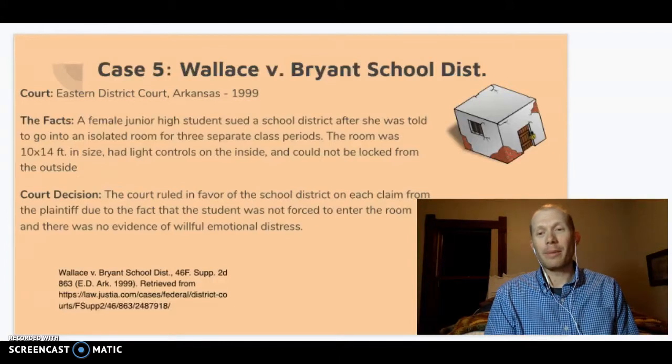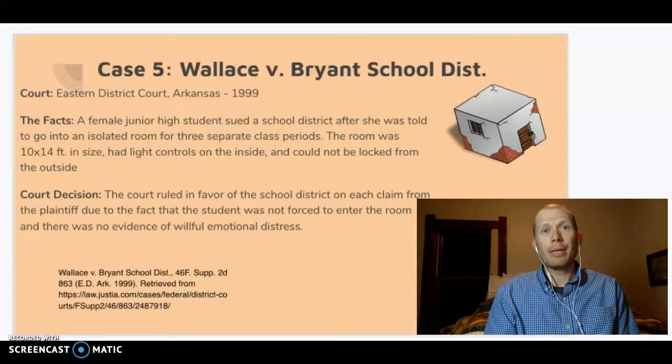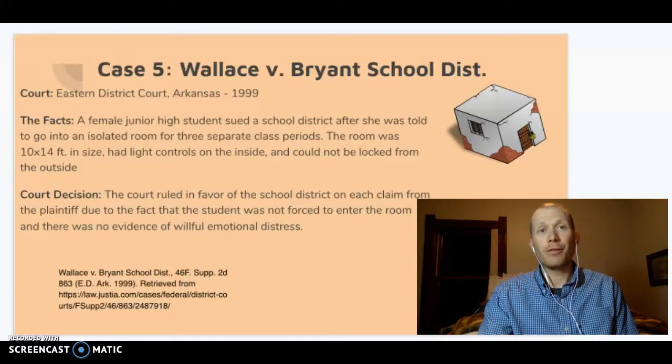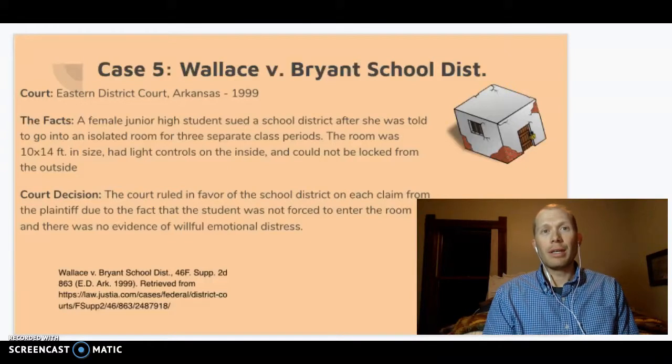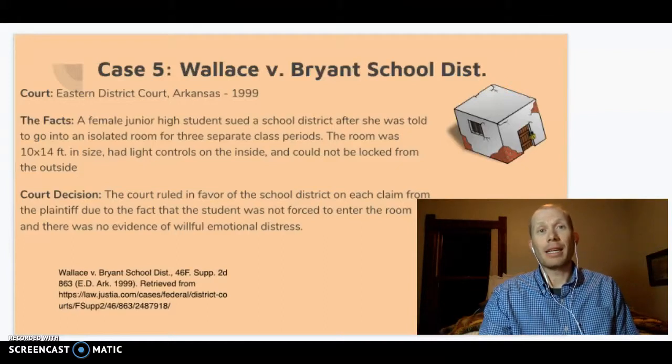So let's talk a little bit about the court's ruling here. The court ruled in favor of the school district on each claim. There was no false imprisonment because she was not forced to enter the room and she could have refused to enter. There was no emotional distress because there was no willful and wantonly caused distress in the case. There was no evidence of this. There was no negligence. There was no constitutional violation because the evidence provided proved that the room in which Wallace was asked to stay was not prison-like in any way.